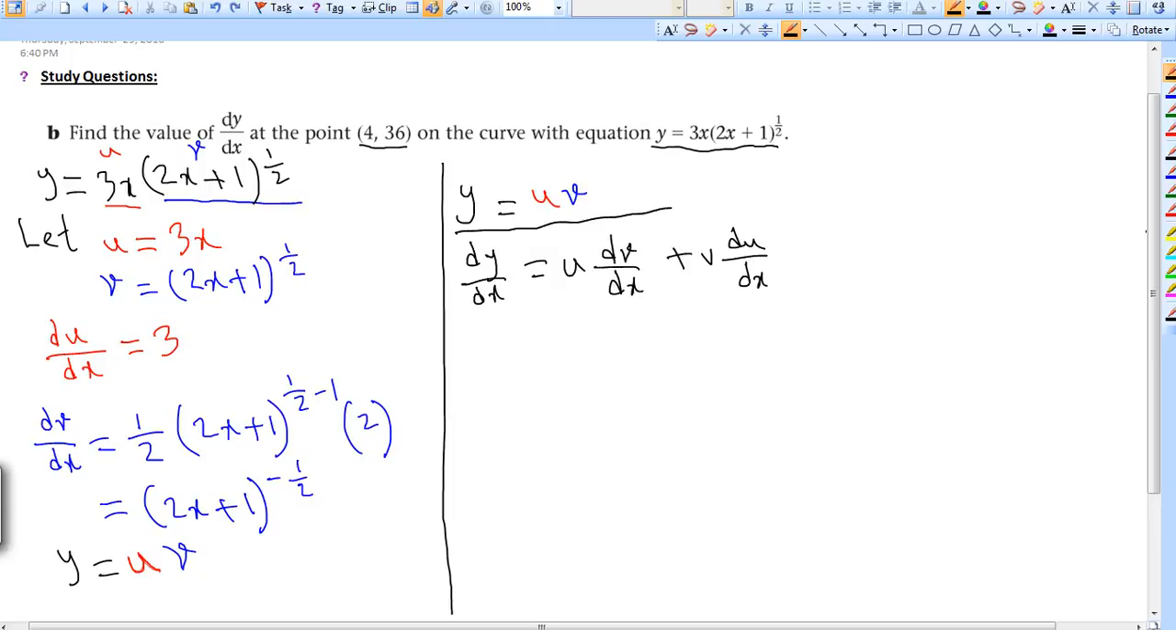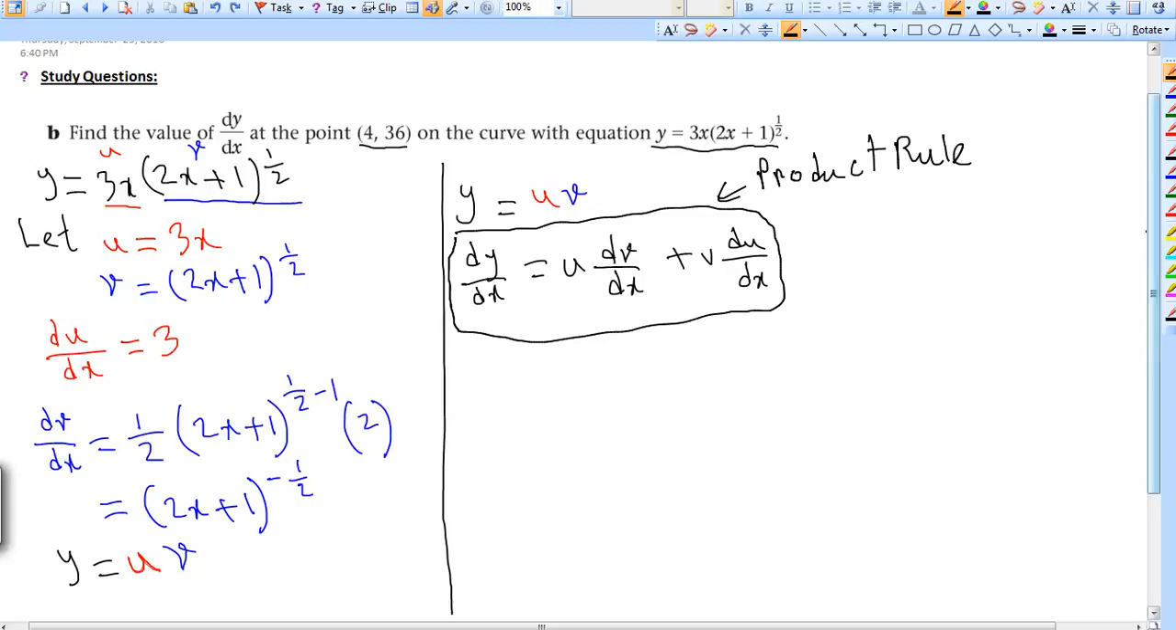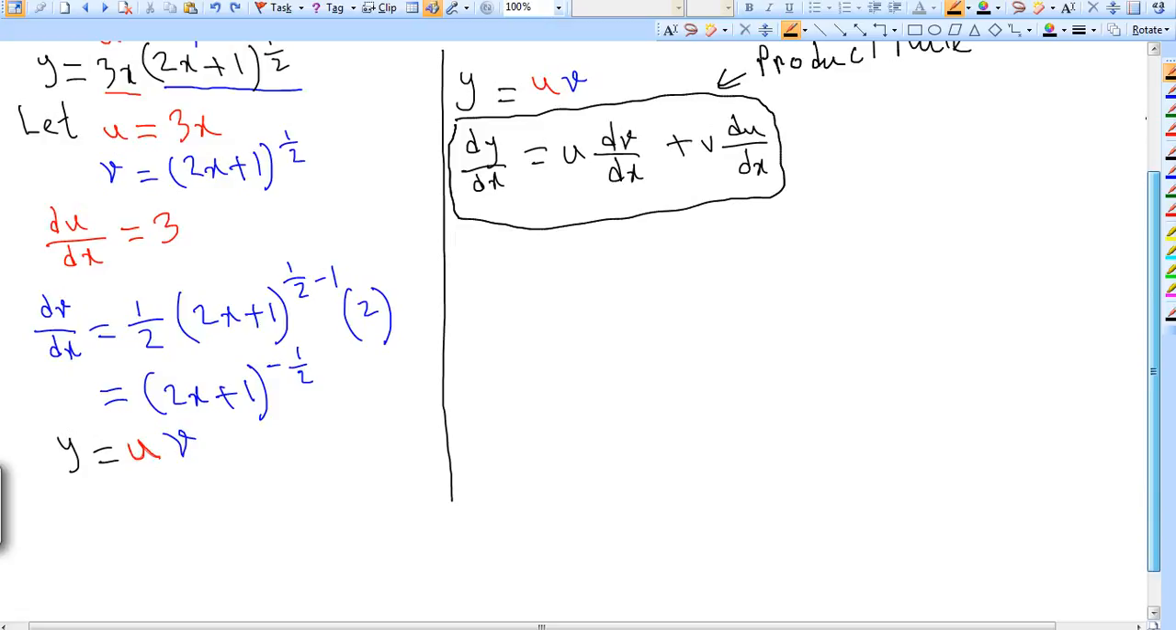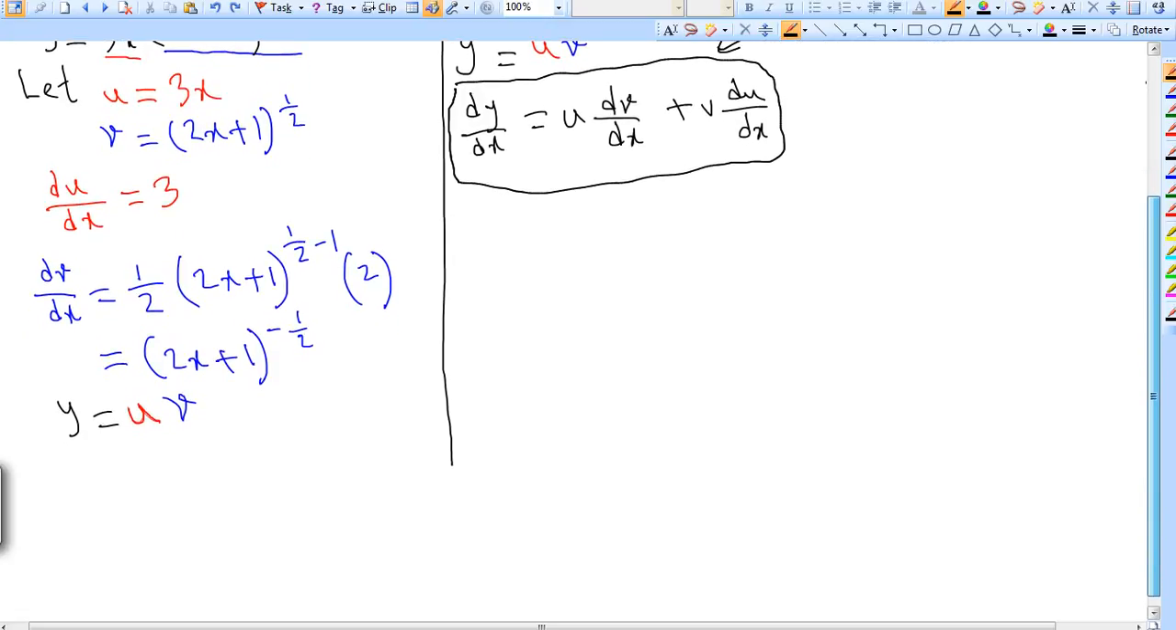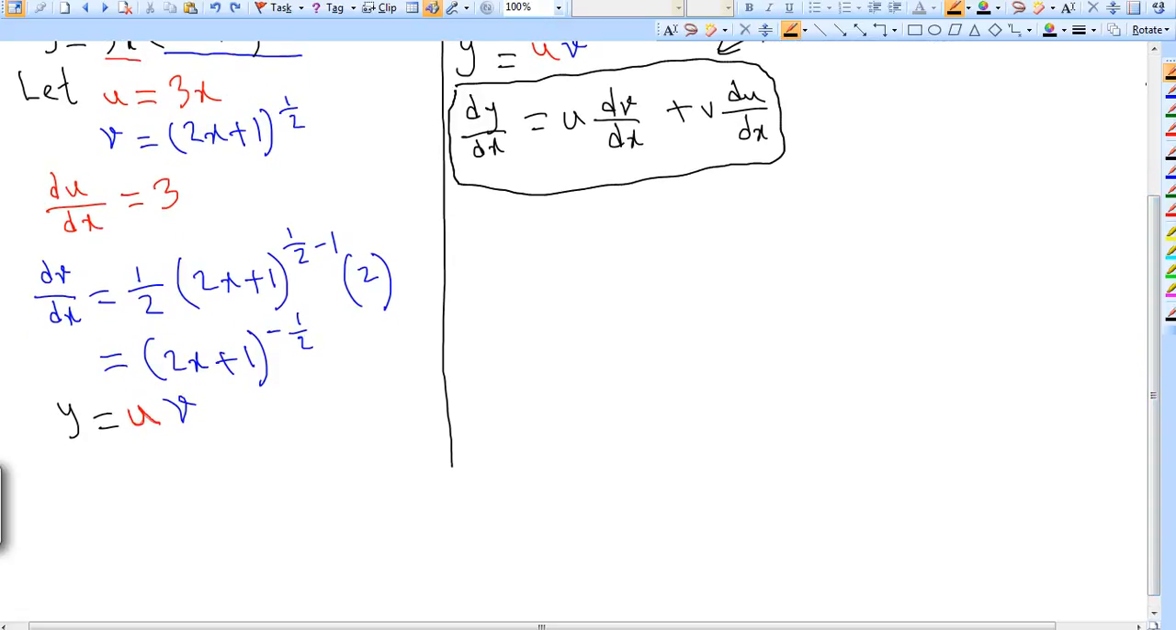So this is called the product rule. Now we're going to solve these problems by using the product rule. Let us substitute the values of u, dv by dx, v, and du by dx.